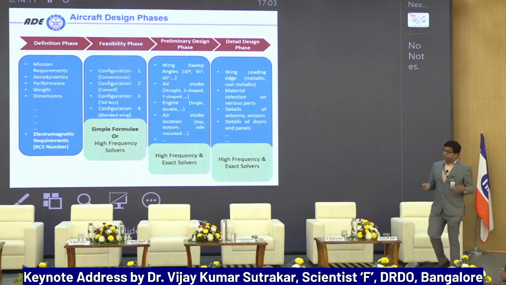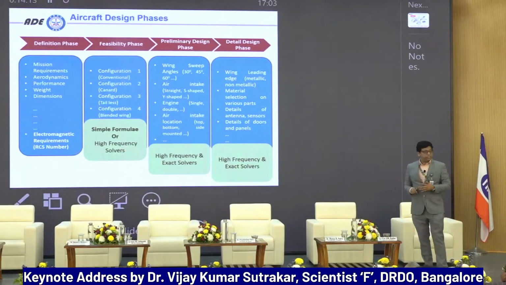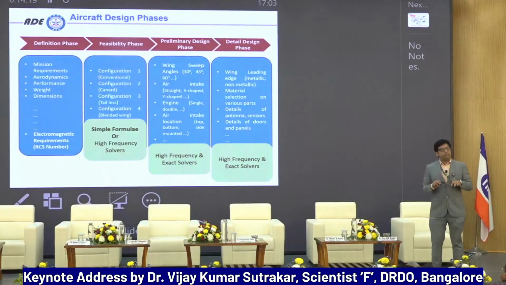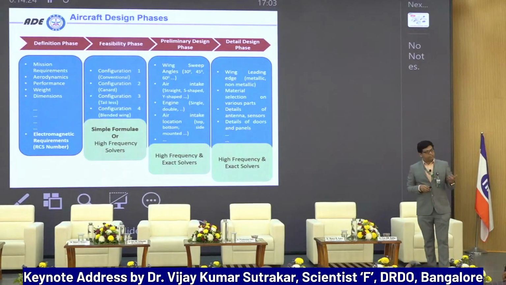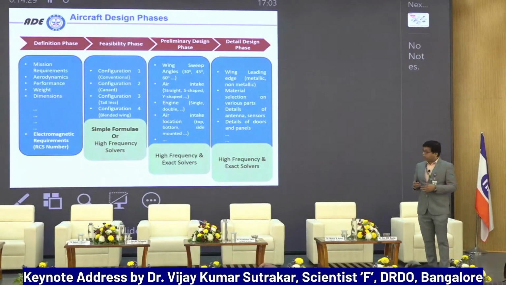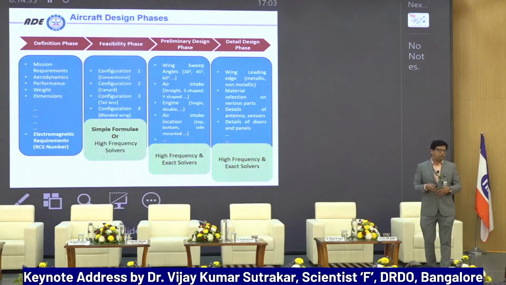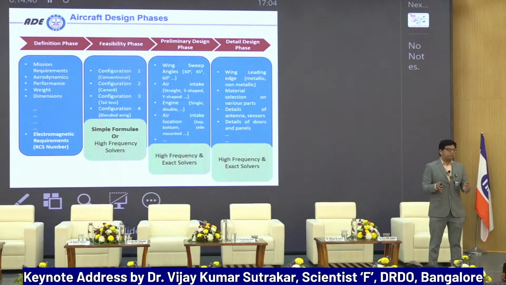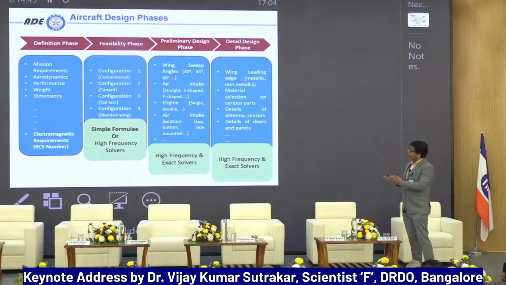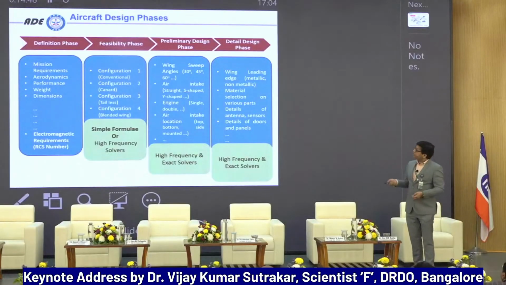Just for the students to understand, once the definition comes, we try to see the feasibility. At the basic level, we look at different classes of configurations in a very crude way, using either a simple formula or a thumb rule, not going into much detail, and try to evaluate which configurations could work. Out of 100 configurations, we try to converge to some 8 to 10 configurations in the initial feasibility. Then we take it into what is called the preliminary design, where we look into more detail.